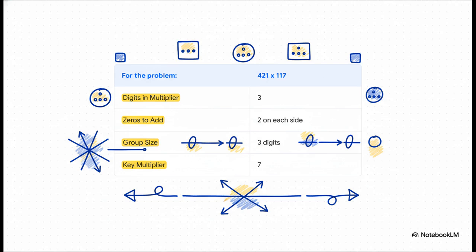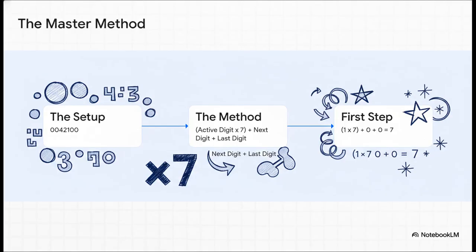Okay, it's a three-digit multiplier, so what does that mean? It means we add 2 zeros on each side and work in groups of 3. The last digit is 7, so our key multiplier is 7. See, we have all the pieces we need before we even start calculating. So here's our master method in action.